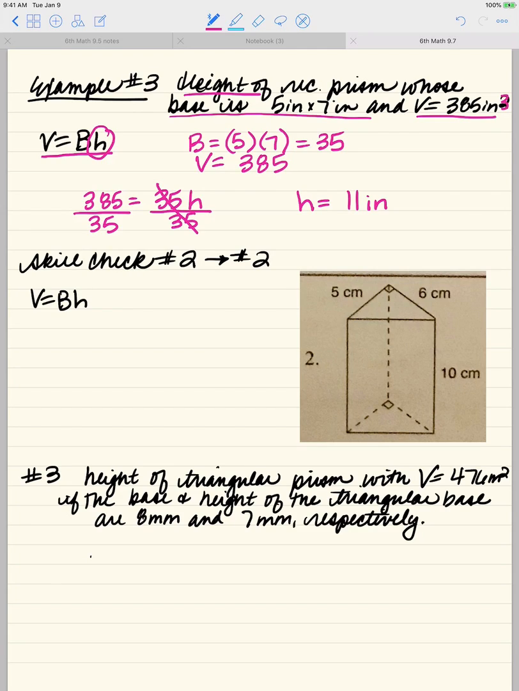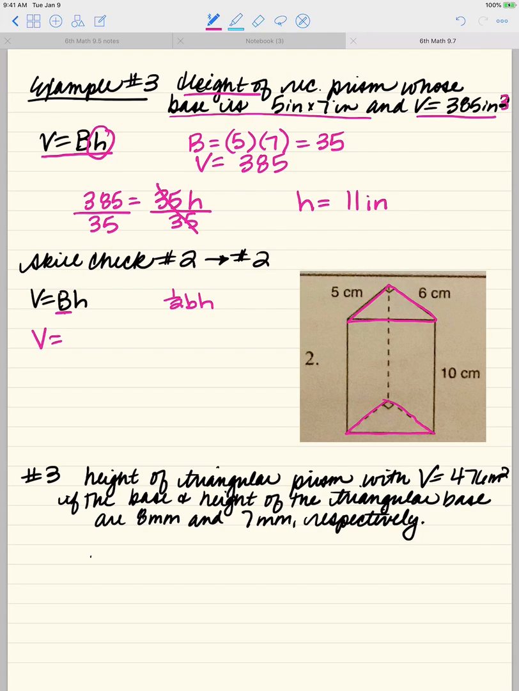Now let's take a look at box skill check number 2. We're going to do number 2. So first we need to identify where's the base of this triangular prism. And remember, our bases are the opposite parallel faces. So these are the opposite parallel faces, our triangles right here, okay? So area of a triangle, which is the area of the base, is 1/2 little b times h.